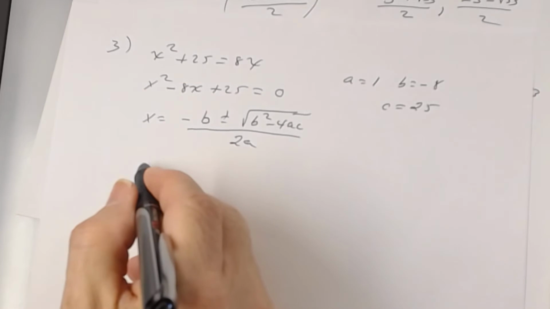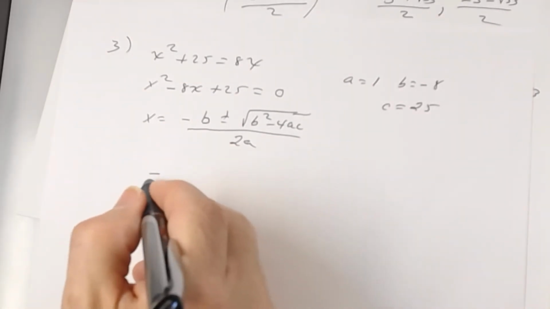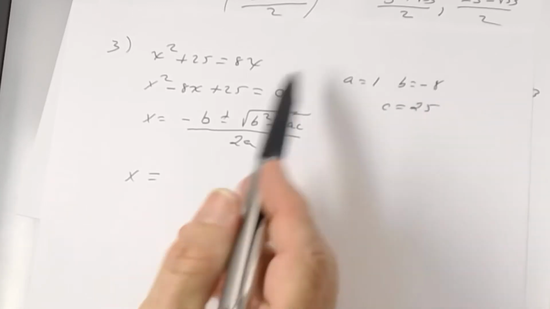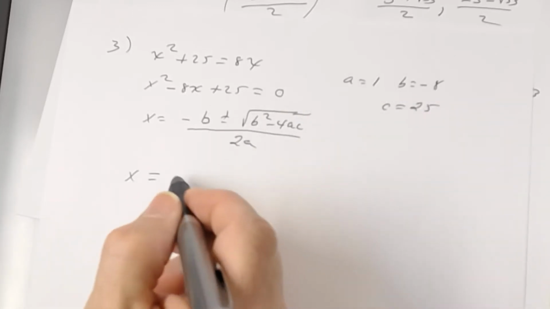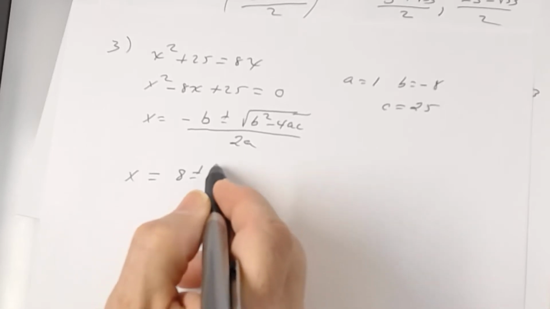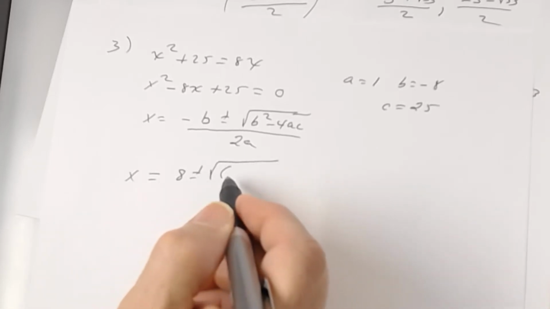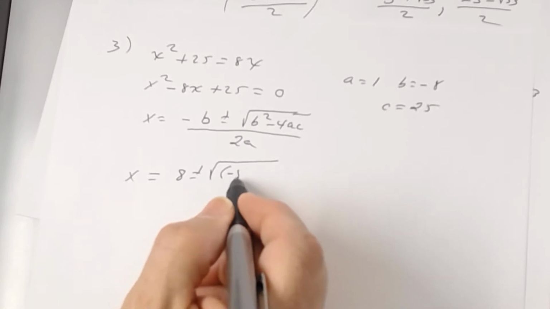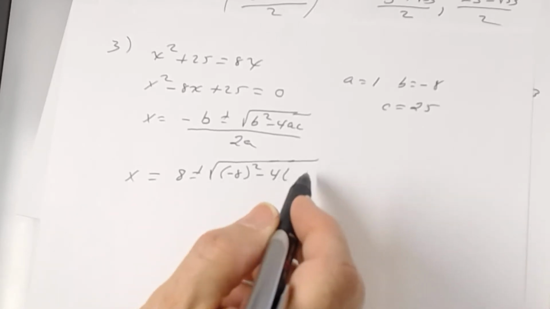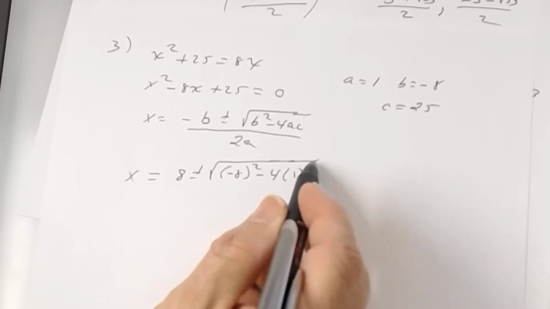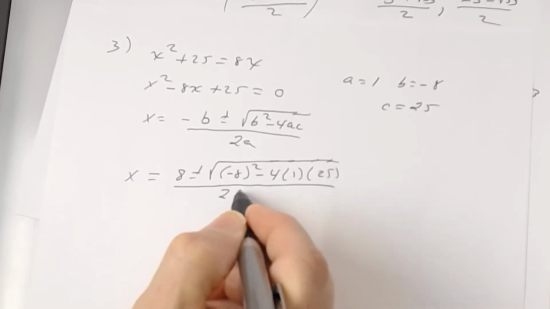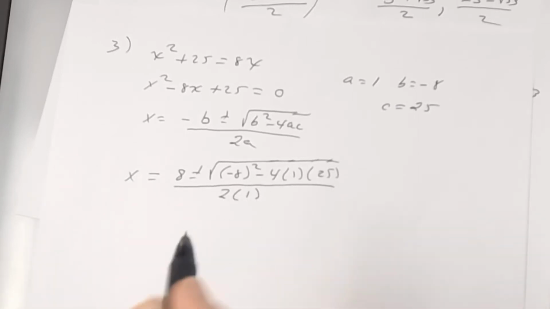All right, let's plug and chug now. So we get x equals, what's B first of all? Negative 8. So this says I take the opposite of that. What does that become? Positive 8, plus or minus the square root of, in parentheses, I put B. What's B? Squared, minus 4 times A. What's A? 1. And what's C? 25. All over 2 times A. And what's A? 1. So all I did was just plug.